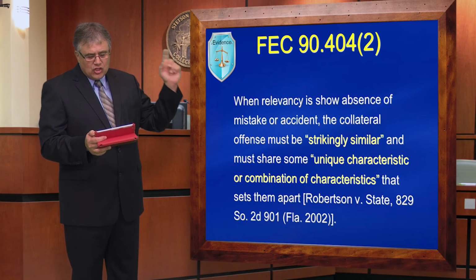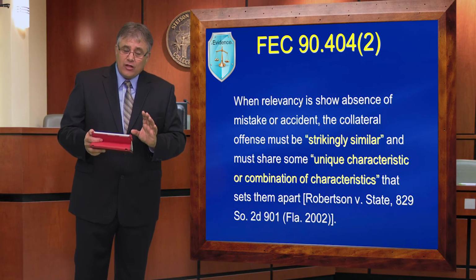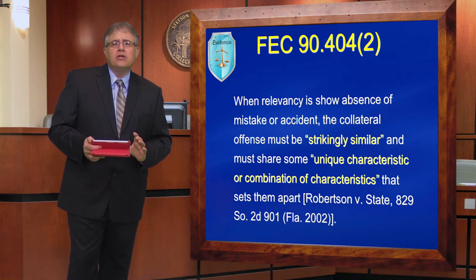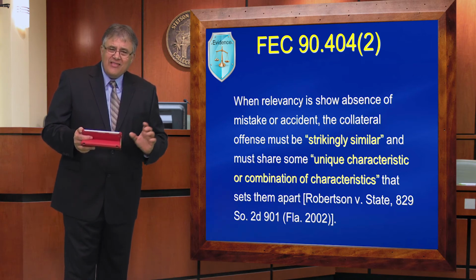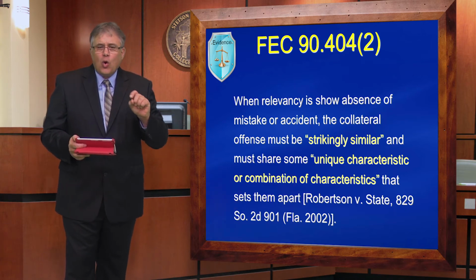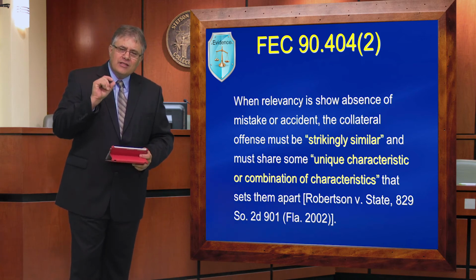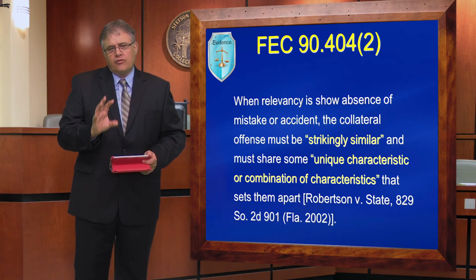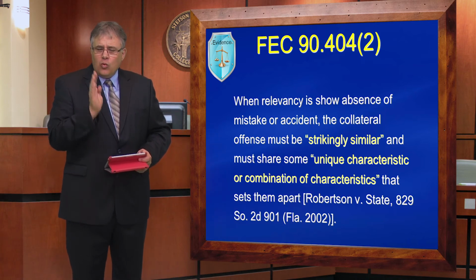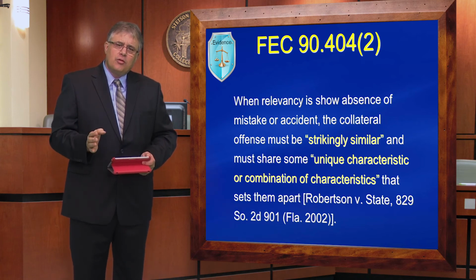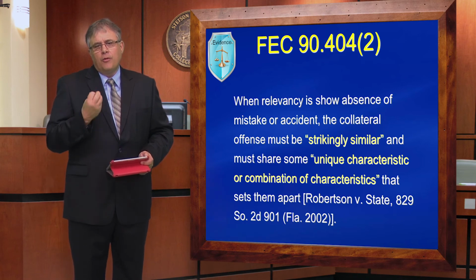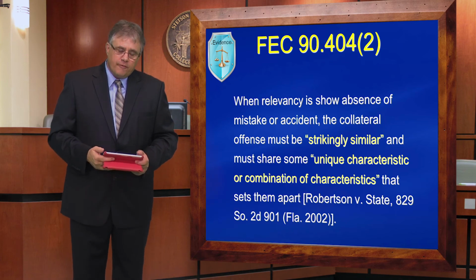Now, when relevancy is shown for the absence of mistake or accident, the collateral offense must be strikingly similar. And this is language from cases in the state of Florida. And there has to be some unique characteristic or combination of characteristics. The teaching point, the take-home point, is that in Florida, when we're dealing with non-character theories of relevancy for character evidence, we want them to be sufficiently similar that we're comfortable with the jury knowing about it. Why? Because it has phenomenal prejudicial effect, and we want that prejudicial effect to be appropriate and not unfair.